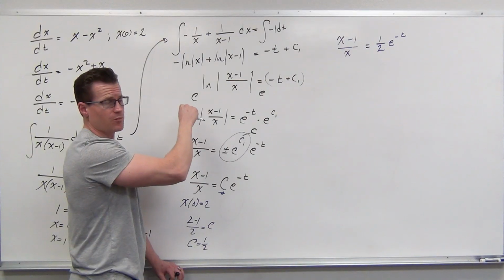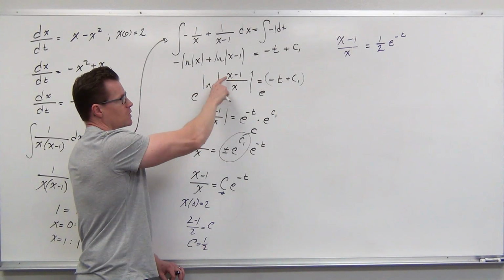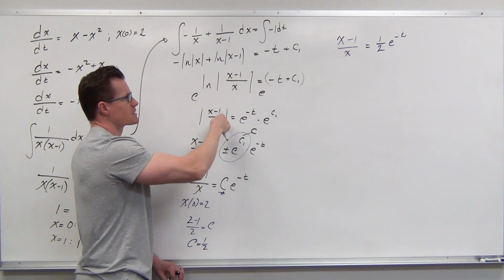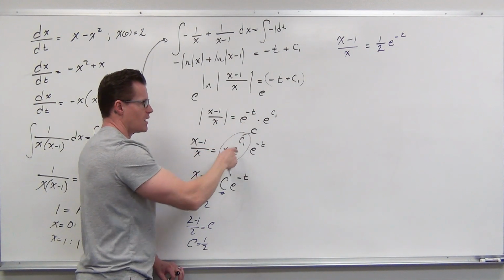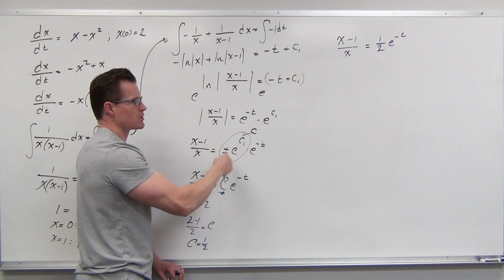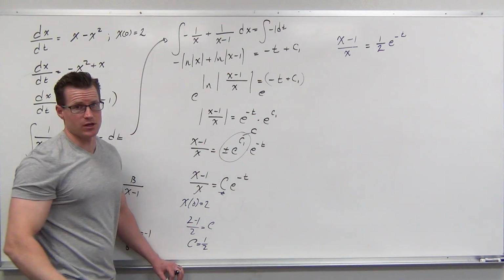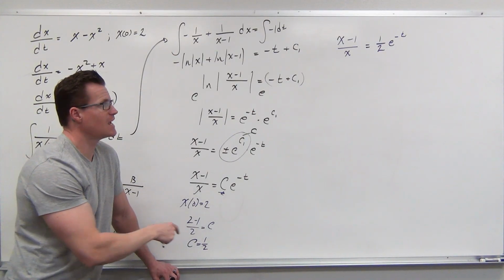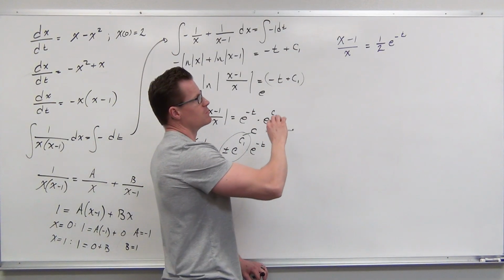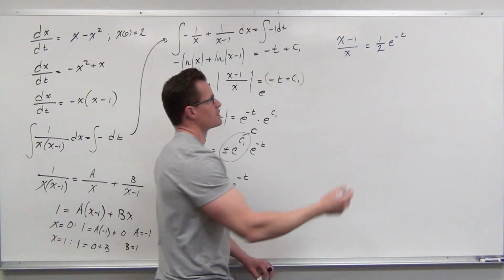That's really helpful. So we group them as one logarithm, we exponentiate both sides, we get rid of that, we wrap up our arbitrary constant as plus and minus e to the c sub 1 equals c, and right there we plug in our initial value problem. That lets us solve for our c, and then we're pretty much good to go. We're going to multiply both sides by x.